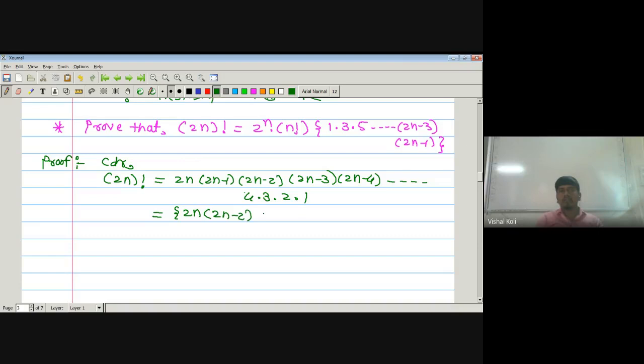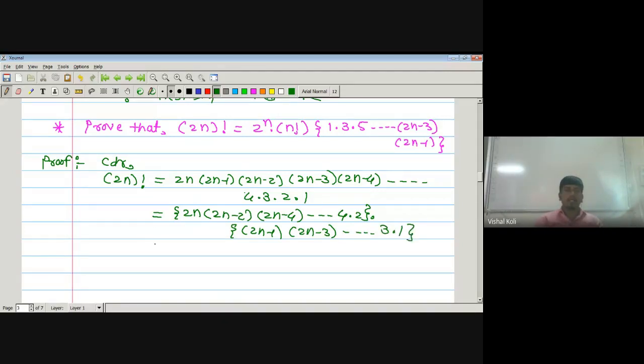2n minus 3 is odd. 2n minus 4 is even, and so on. 4 is even, and 2 is again even, and 3 and 1 are odd. In the second bracket, take the odd terms, that is 2n minus 1, 2n minus 3, and so on, 3 into 1.